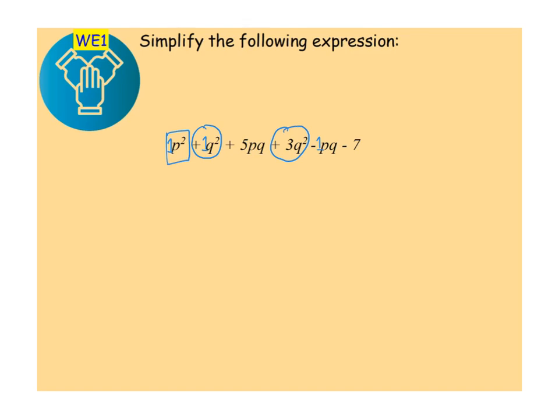Then I'm going to look at the things that have got pq in them. The triangles are a bit awkward, so I'm going to change my colour here. And I'll do a red rectangle. I've got 5pq there and negative 1pq there. And I've also got numbers on their own, so I'll do that in a red circle. So I've got blue rectangles, blue circles, red rectangles, and red circles.